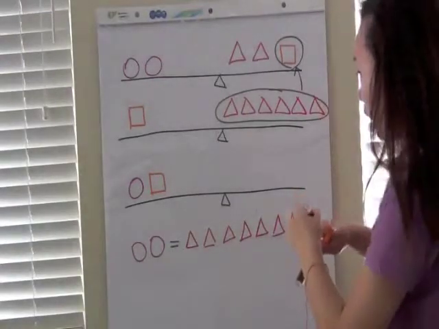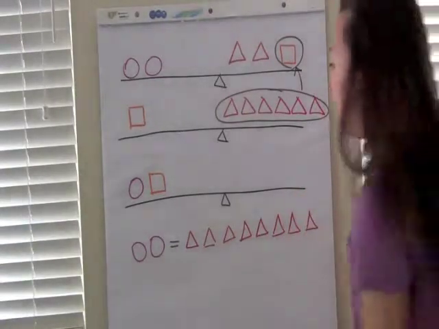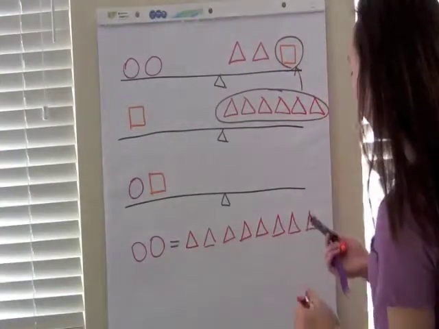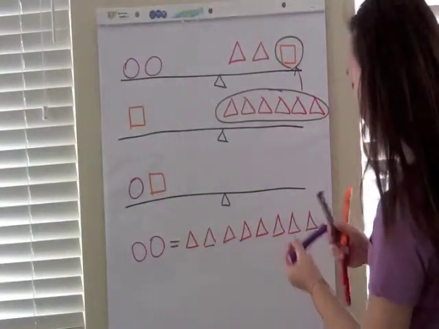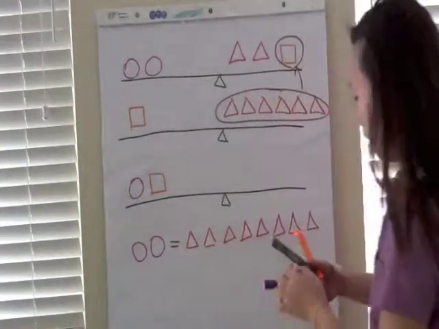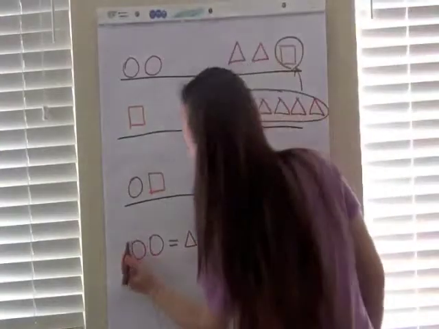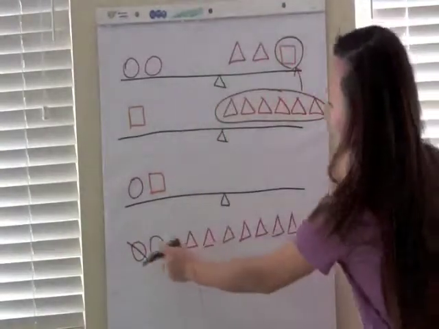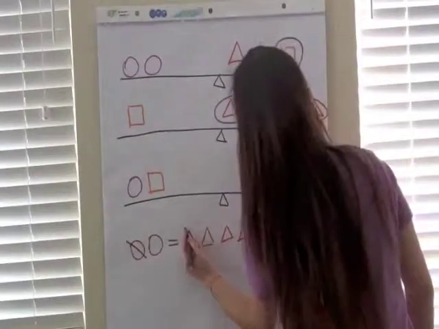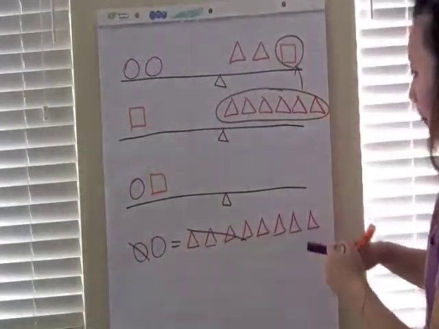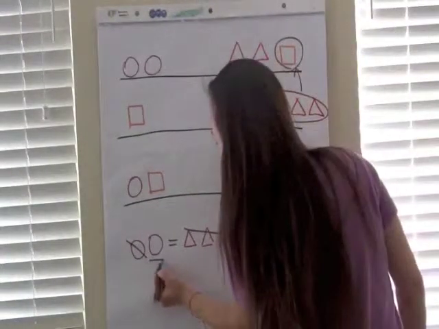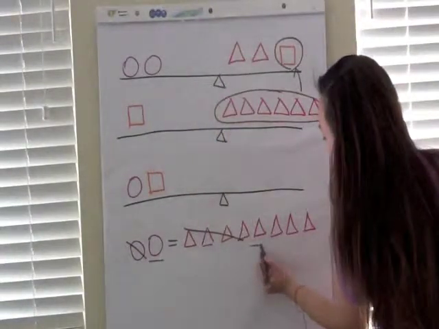Okay. Because we know that both these circles are the same weight and all these triangles are also the same weight, what we can do is cut half of this and half of this. If we eliminate one circle, which is half of this side, we can also eliminate half of this side, which is 4 triangles. So from this equation, we obtain that 1 circle is equal to 4 triangles.